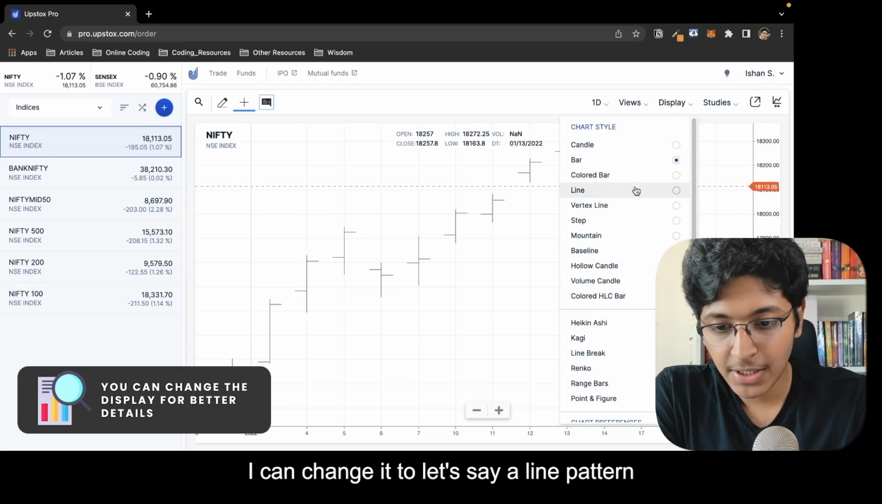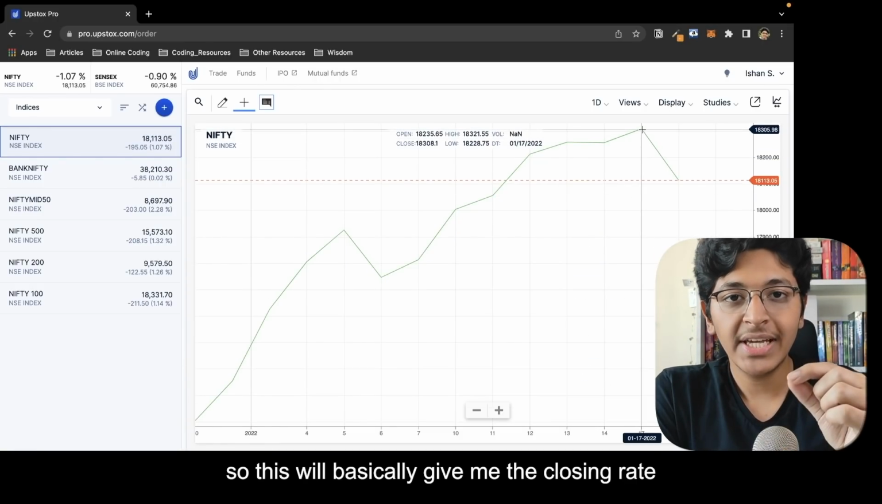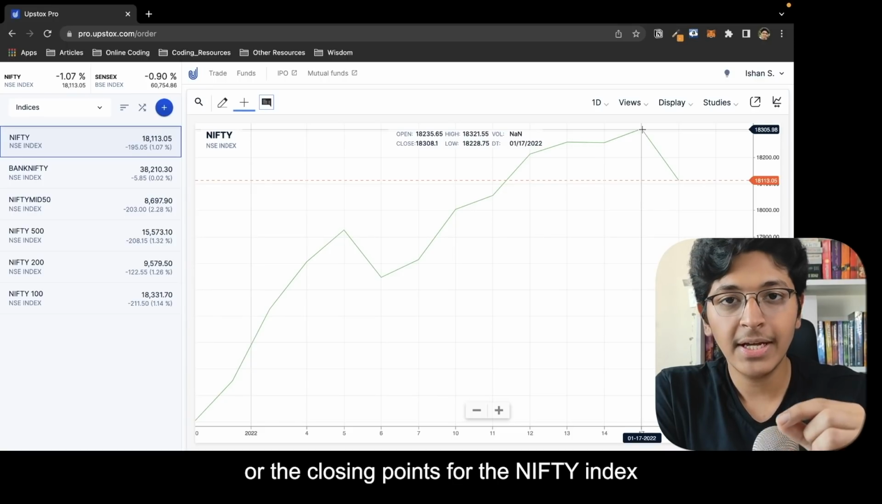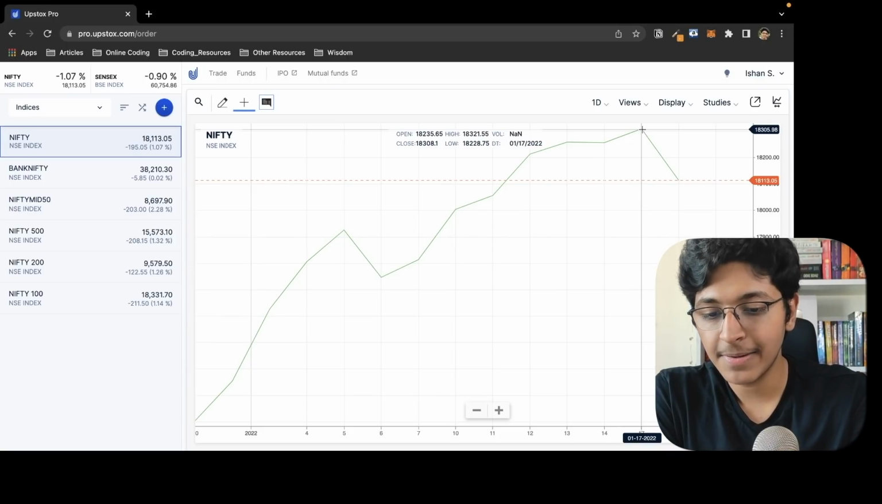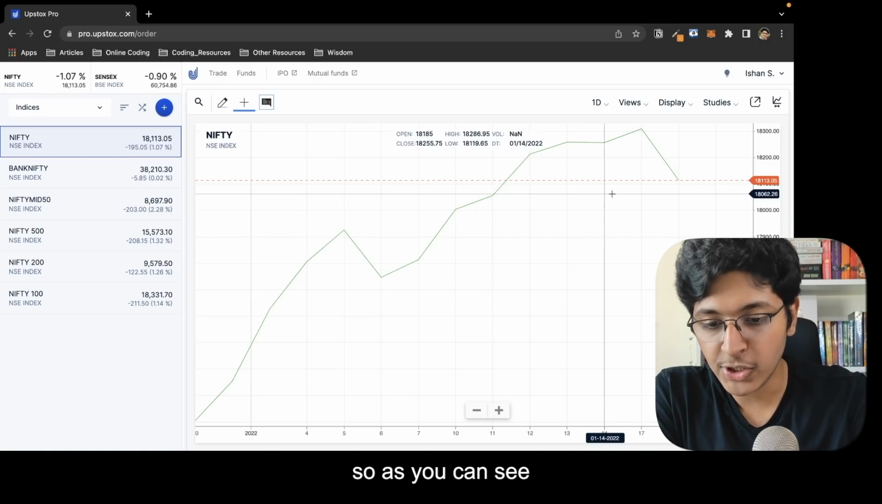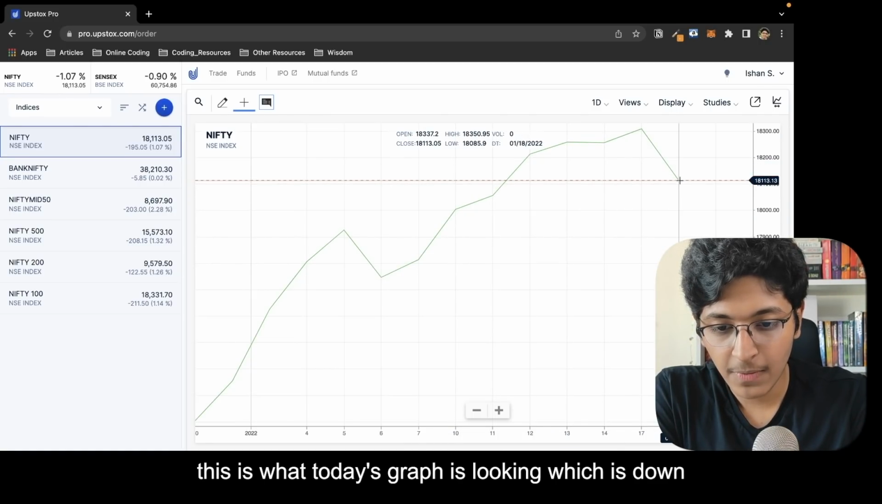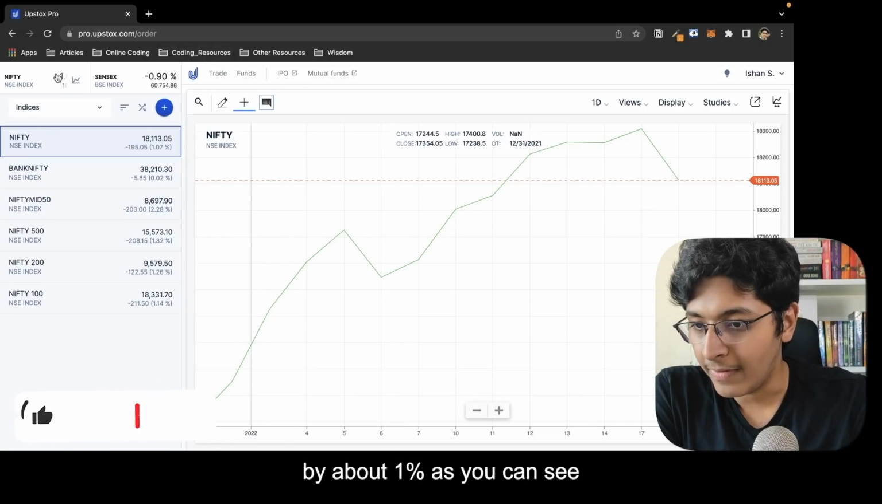I can change it to, let's say, a line pattern. So this will basically give me the closing rate, or the closing points, for the Nifty index on every single day, and then it just creates a line chart in front of me. So as you can see, this is how the line chart is looking. This is what today's graph is looking like, which is down by about 1%, as you can see.